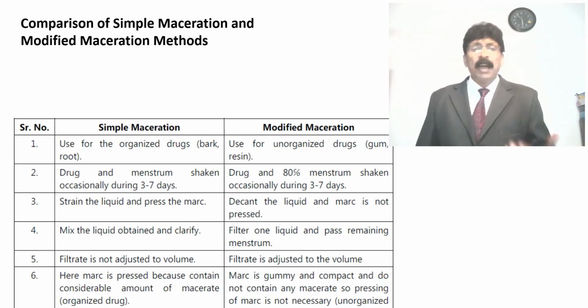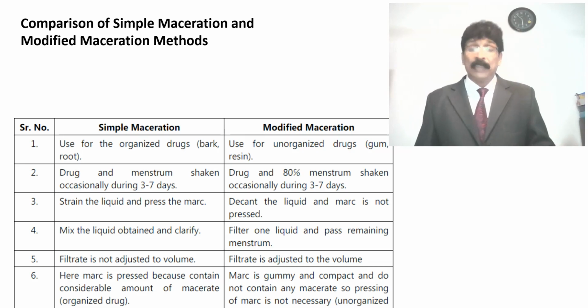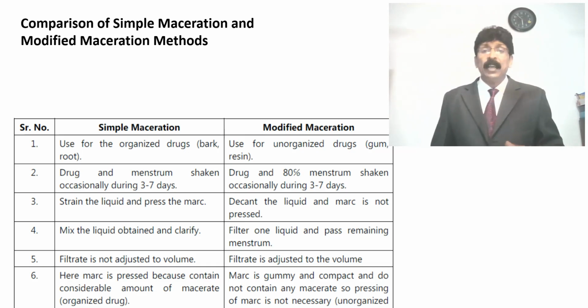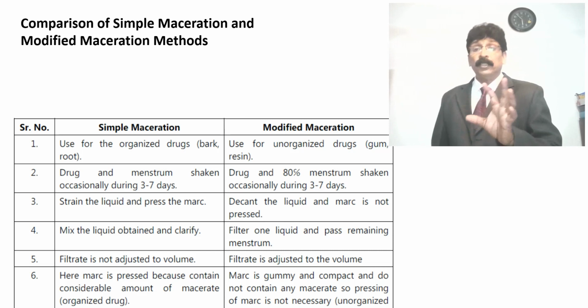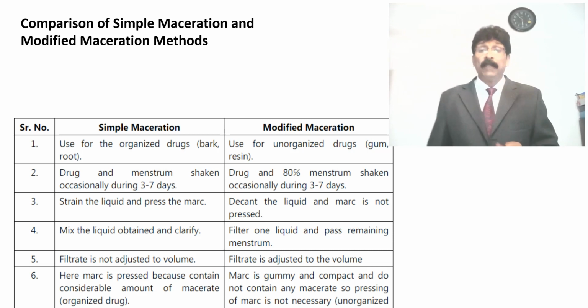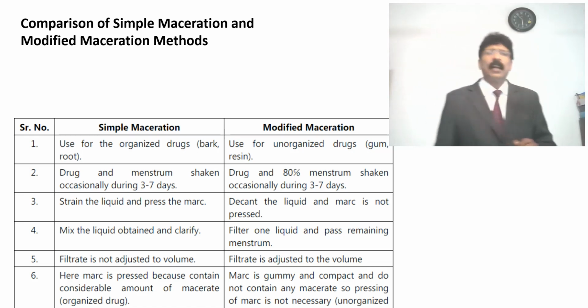Here, the marc is pressed because it contains a considerable amount of macerate, as it is an organized drug. In the modified maceration technique, the marc is gummy and compact and does not contain any macerate. So pressing the marc is not necessary, as it is an unorganized drug.